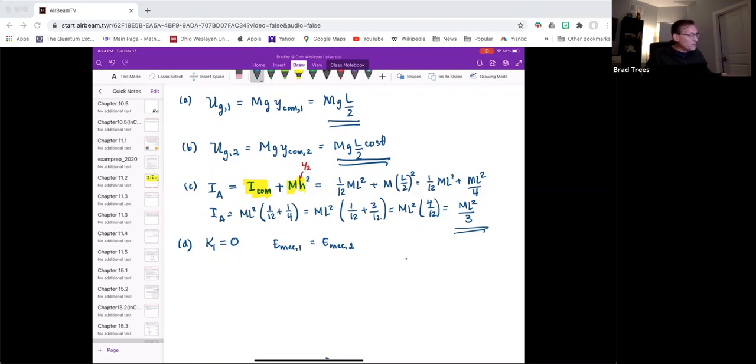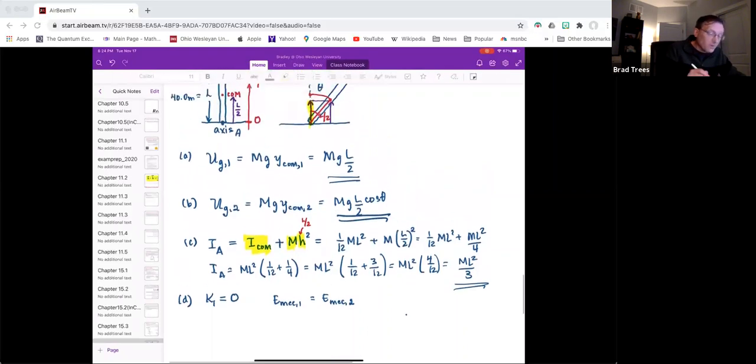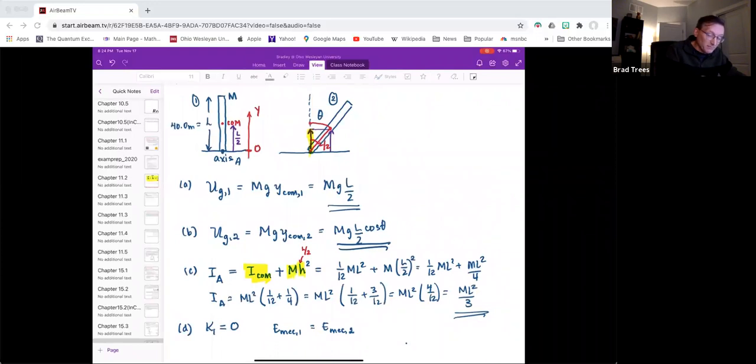If I say use conservation of mechanical energy, or you decide for yourself, I'm going to use conservation of mechanical energy, then that's the starting point. Now there's a question here, L over 2. You mean for the H? So here I'm using the parallel axis theorem, okay? That's what this is right here.